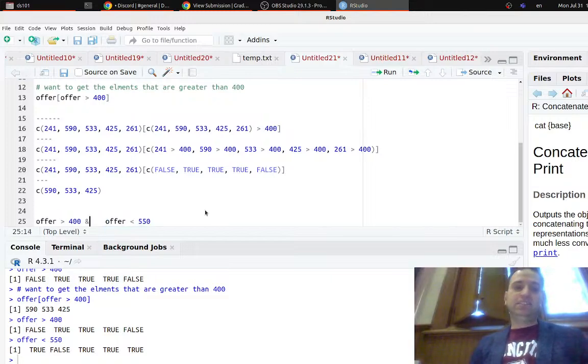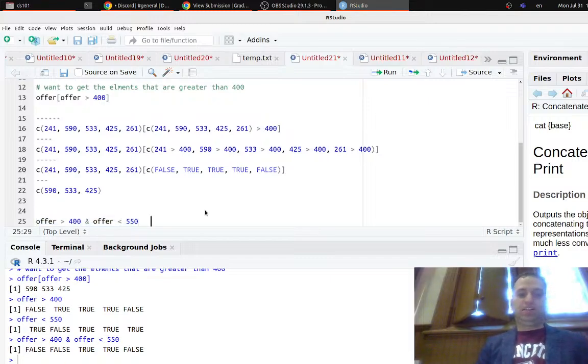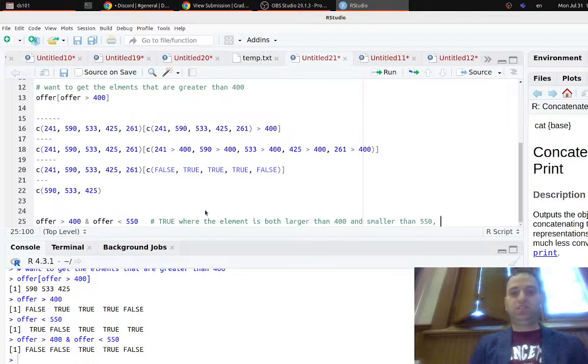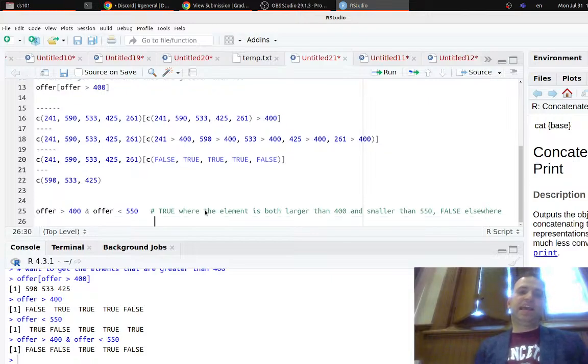So I could say and, like this. And this would be trues where the element is both larger than 400 and smaller than 550, and false elsewhere. And that's the same as saying true if and only if the element is between 400 and 550.